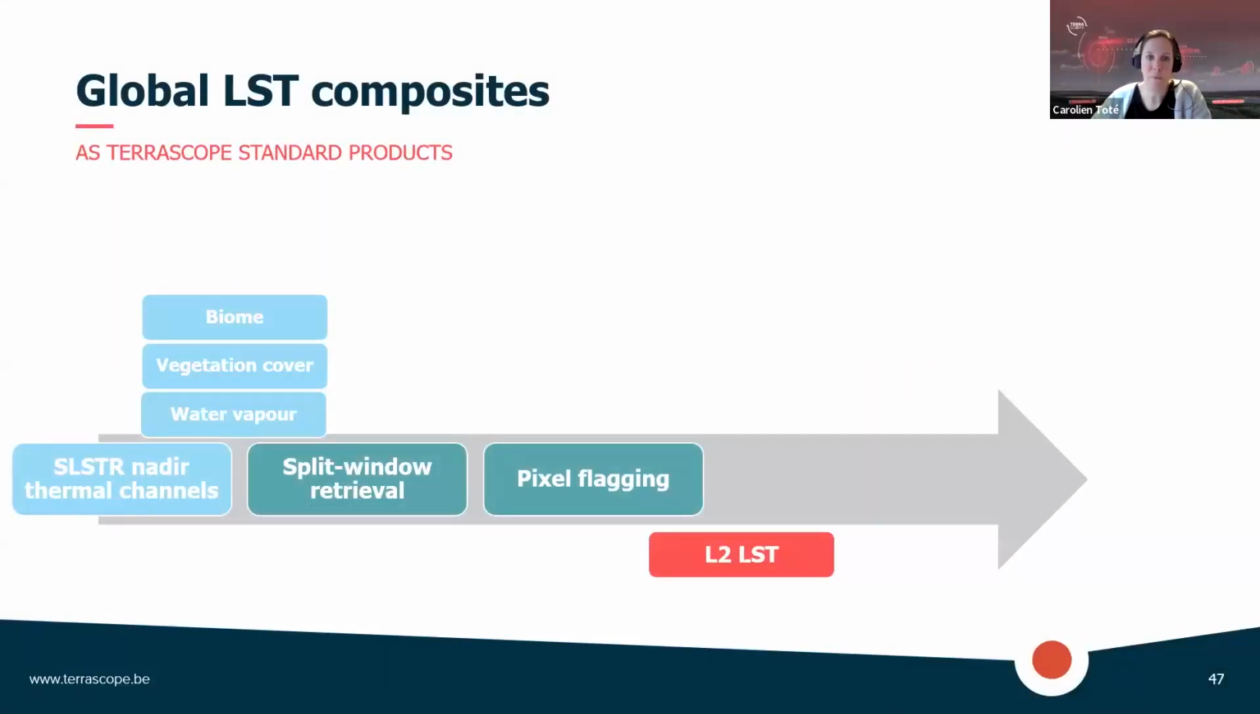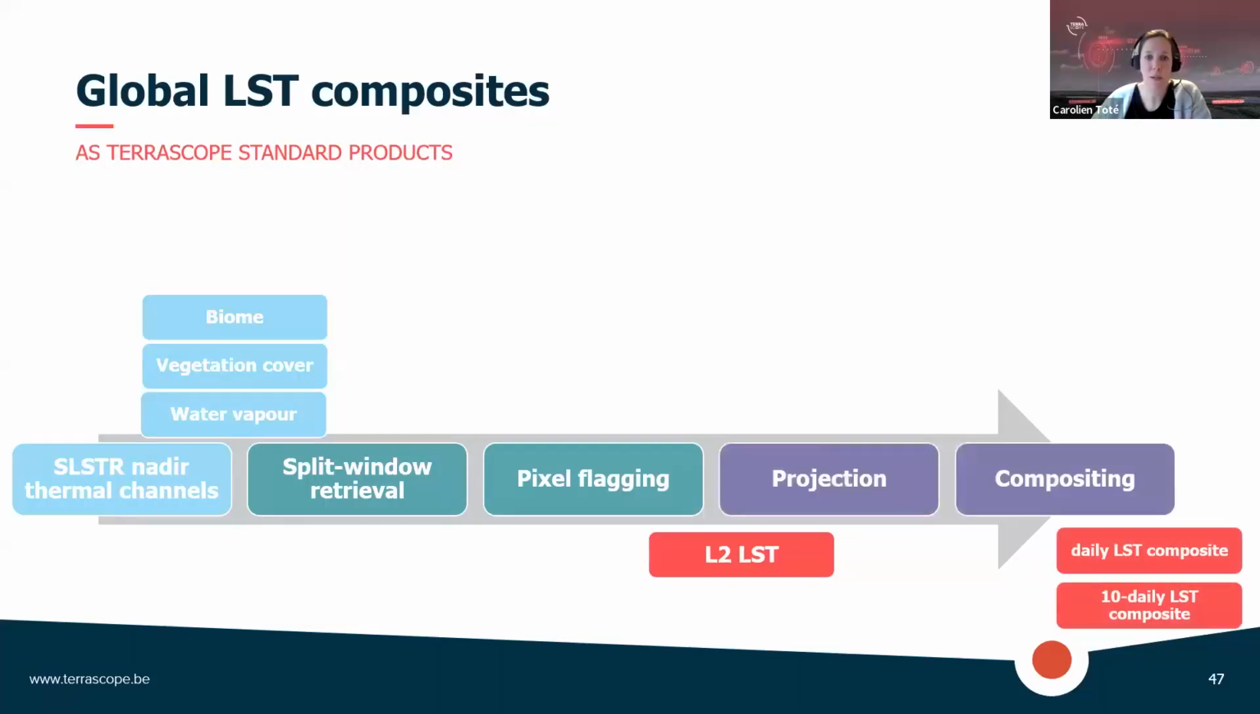Then on the shorter term, what we plan in Terrascope is to provide global land surface temperature composite products. So we will start from the level 2 LST as we have them now, but we will do a projection to a fixed grid, and we will do temporal compositing to provide daily land surface temperature composites and 10 daily land surface temperature composites. So it's planned to also include it in the Terrascope catalog and the viewer for users to have access to this data in a quick way.